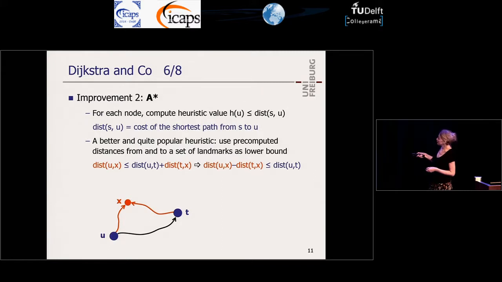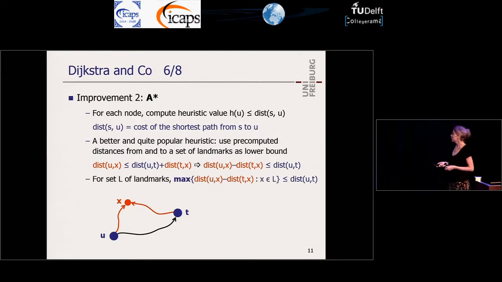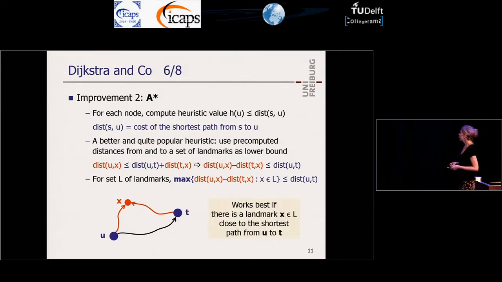Watch the directions here. I can use them as a lower bound, so I can use them for A-star. If I have many landmarks, I can take the maximum of these. I just take the best lower bound. And this of course works great if this X is very close to this shortest path here. But since you want it to work for all queries, you need landmarks which are close to everything. You can't have that, so you will just choose a selection which is somehow dense in your network.